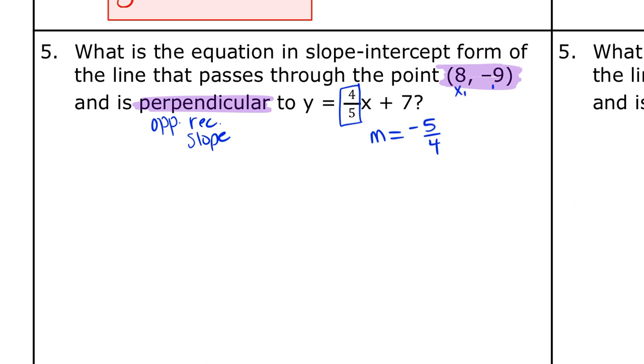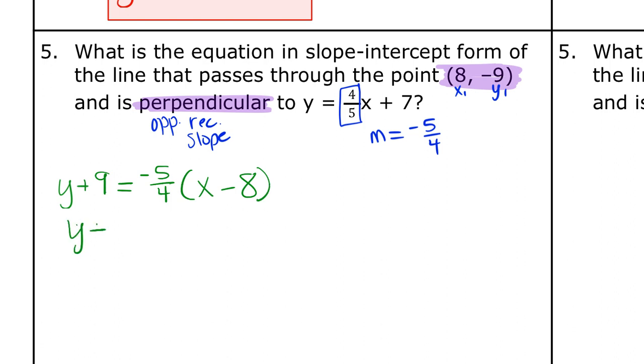Then the point is x1, y1. So now we're going to plug this in to point slope form. Y minus negative 9, so this would become a plus 9, equals, the new slope we're using is negative 5 over 4, parentheses x minus 8.